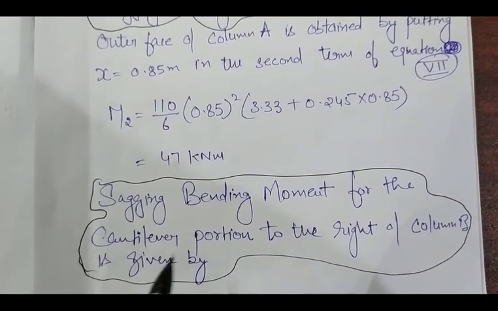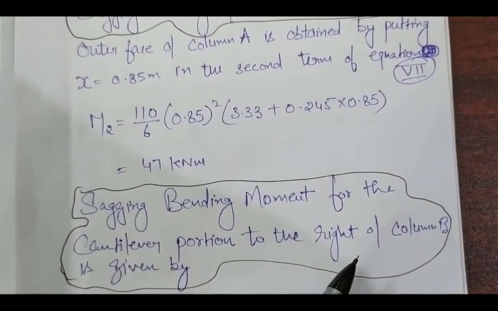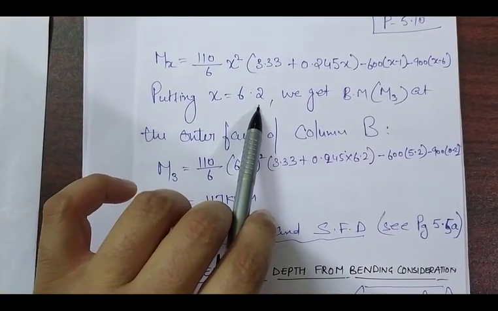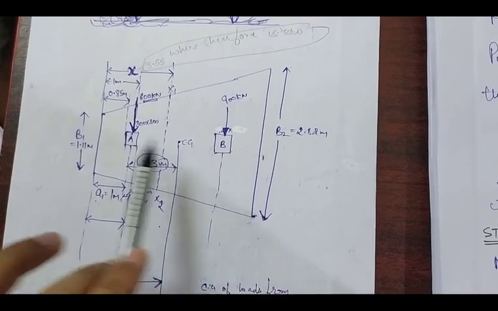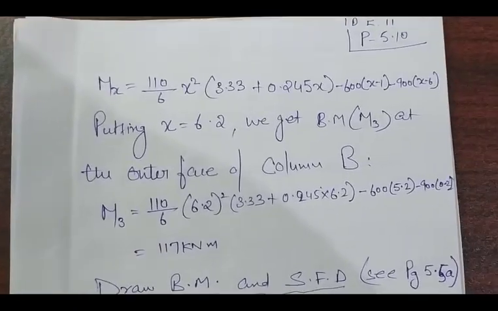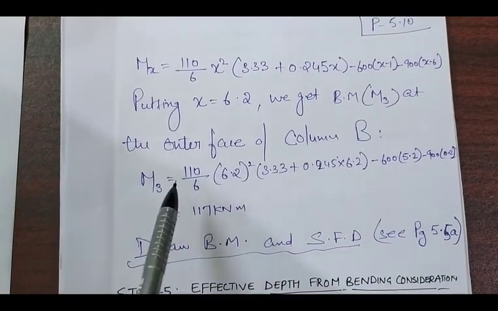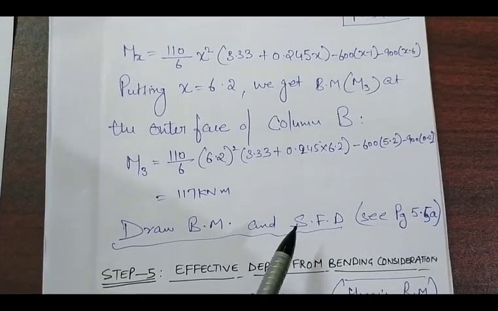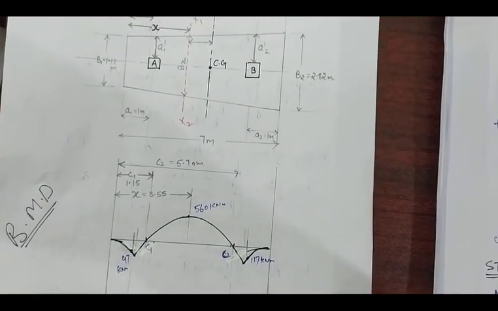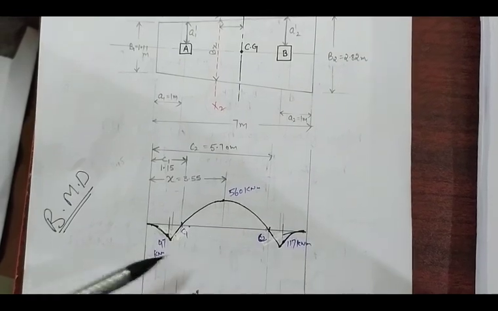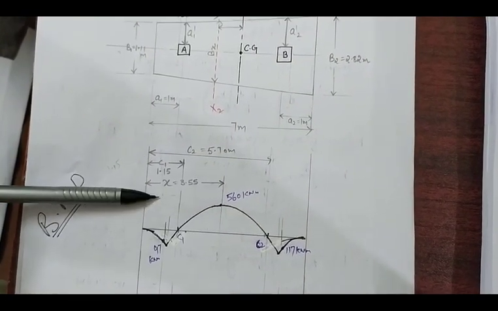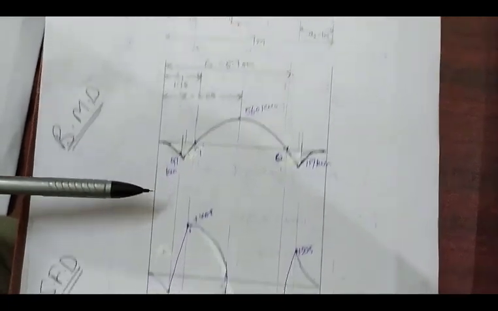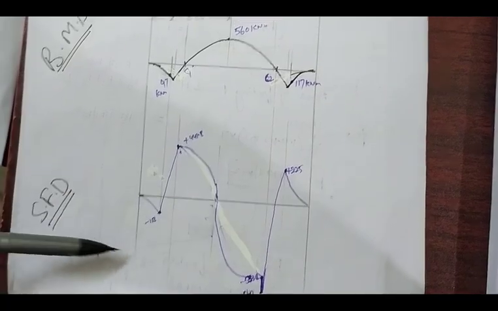The sagging bending moment for the cantilever portion to the right of column B is given by putting the value of x is equal to 6.2, up to this position from this location. So we will get bending moment 3 at the outer face of column B, which will be 117 kilonewton meter. Now draw the bending moment and shear force diagram. Here we made the bending moment diagram. We are taking all the positive values to the upward side of the reference line, and negative, or we can say sagging bending moment, at the bottom. And here is the diagram for the shear force, right?